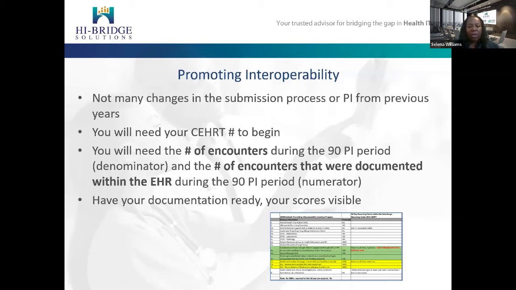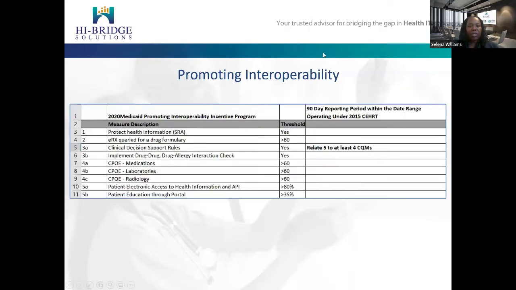Of course, have all your documentation ready. You want to have your PI dashboard ready with all your scores visible to ensure you are passing them. And so we're just going to go over a few of the measures, noting all the measures and what's required. I'm just going to point out the ones that have been a challenge in the past, to make sure you have the documentation, the exclusions, and everything that's required when you submit your application.